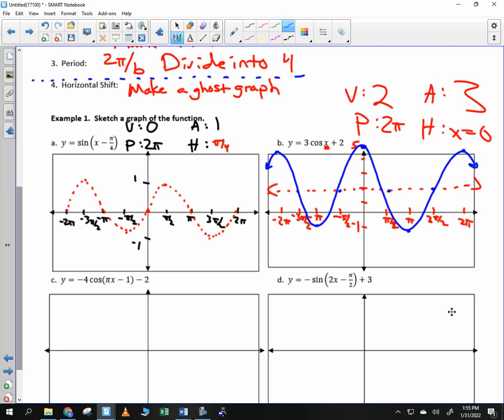The horizontal shift is pi over 4 units. How far is pi over 4 on my graph? If you were to try to describe to somebody how far pi over 4 is, what would you say? Good. It's half of a tick mark, right? So my real graph, I'm just going to take these points here, and I'm going to move them all to the right, half of a tick mark.